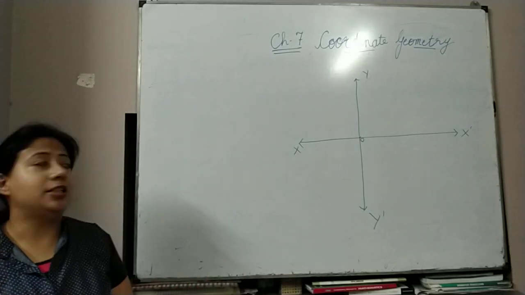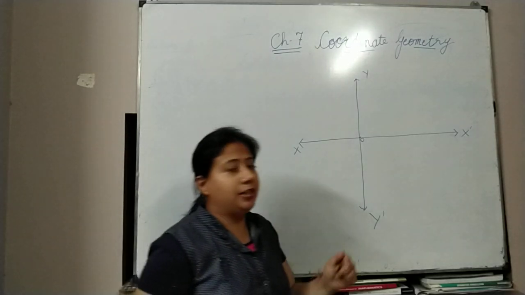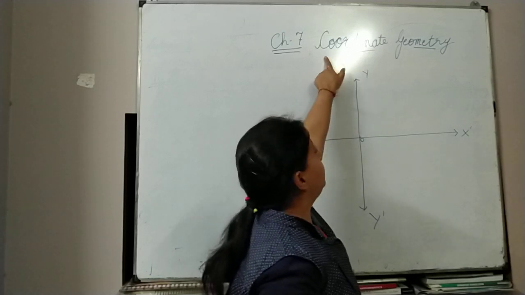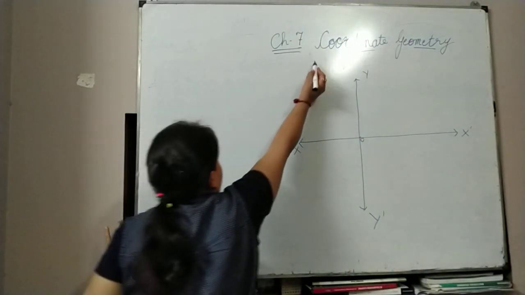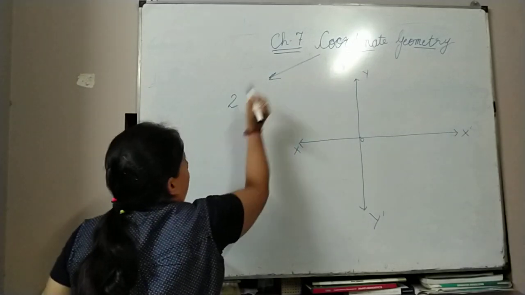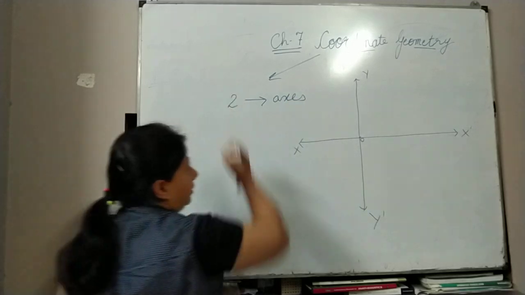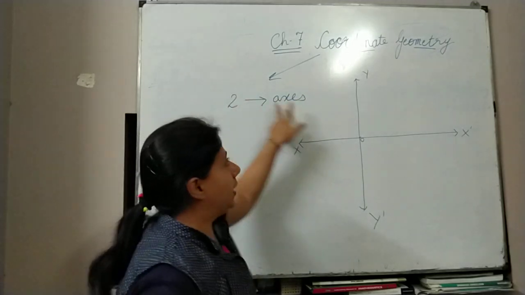What did we discuss in 9th standard? In 9th standard we discussed the meaning of coordinate. First, the meaning of coordinate: co means 2, ordinate means 2 axes. In geometry, it means 2 axes.